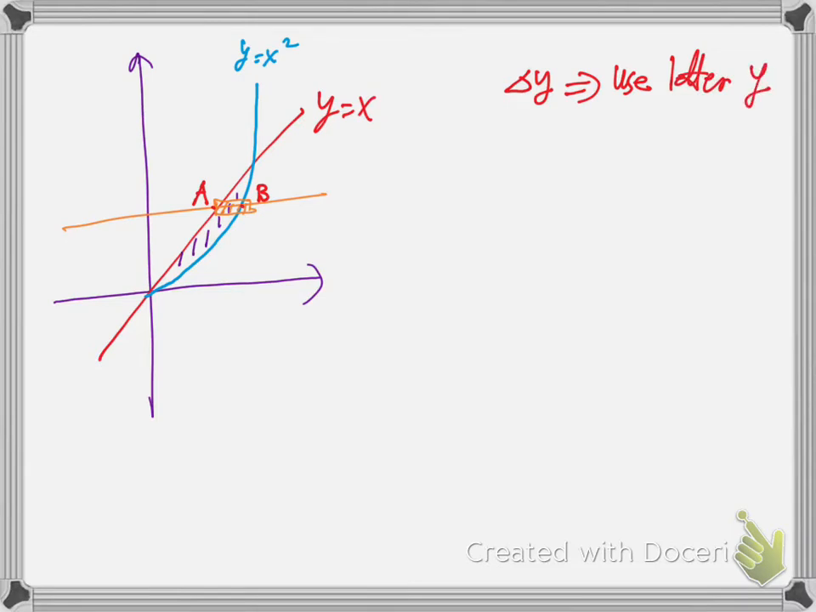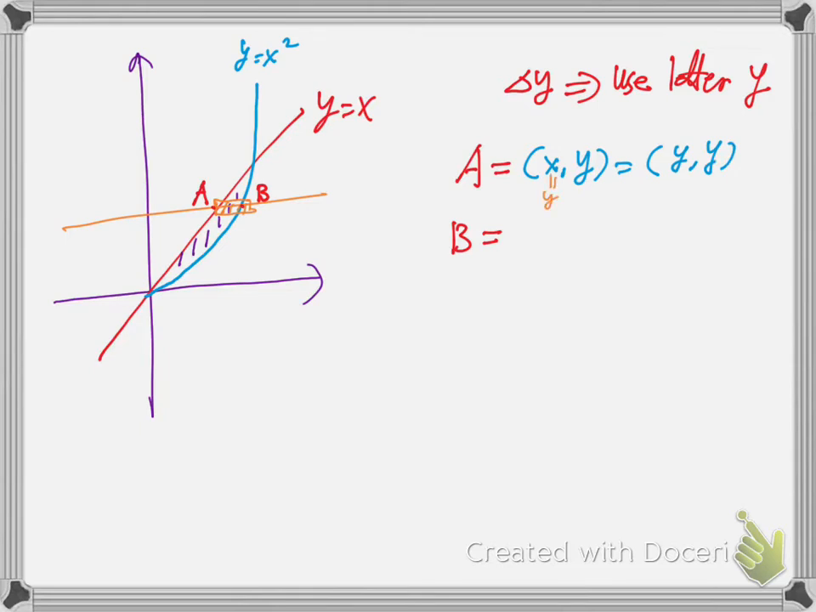Now we need to write down the points A and B in terms of the letter y. A is (x, y), and it's on the line y equals x, so x is equal to y. So A is (y, y). Here that's the line y equals x.